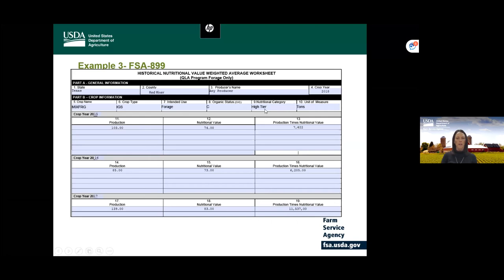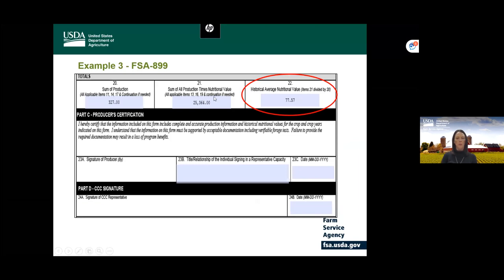We're in our high tier. And our historical tests show 74 for year 15. For year 16, it's a nutritional value of 73, and 17, it's 83. So we enter that information on the application. We'll compute our weighted average. It comes out to a 77.57 historical average nutritional value.